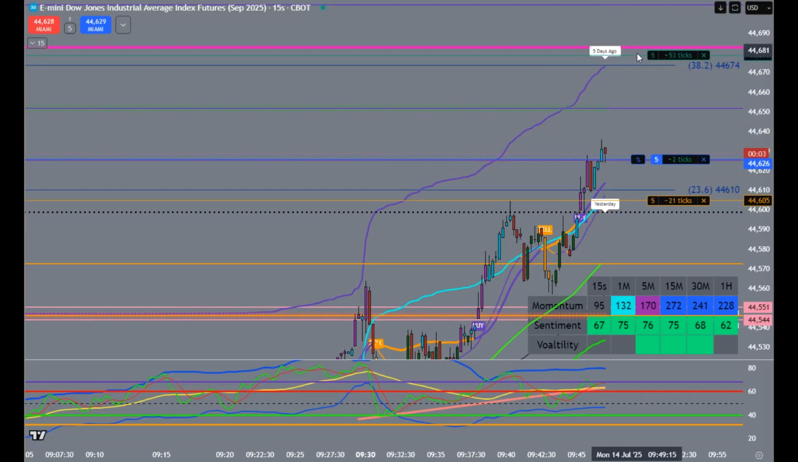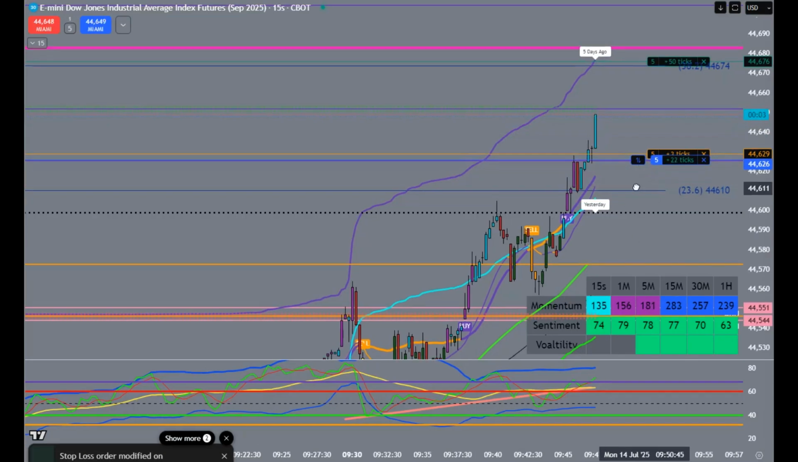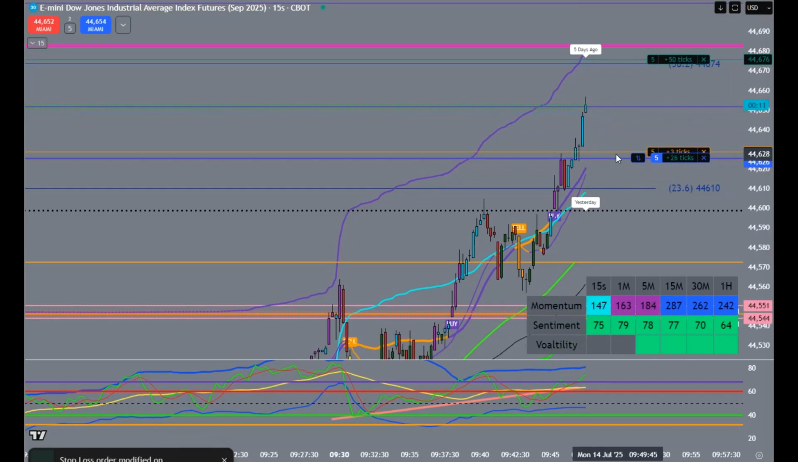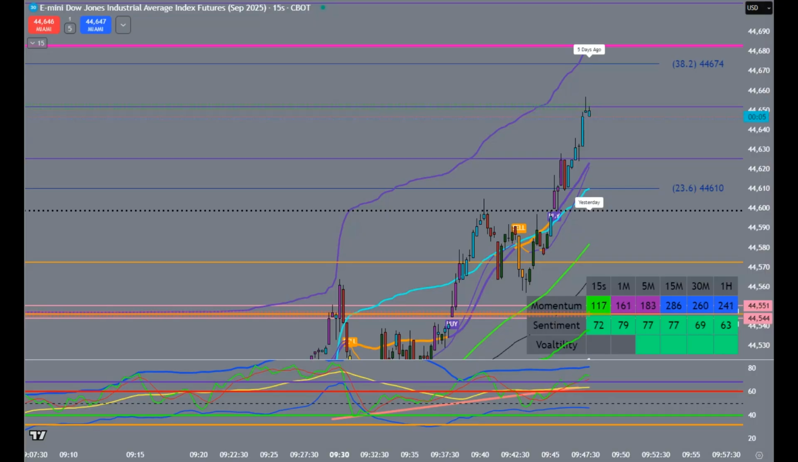Now, sometimes you trail a little too tight. This would have hit my take profit. I had a 53-point planned take profit. I trailed too tight. I hit this level, chickened out a little bit, and I ended up locking 25 points using my trailing stop strategy. Is that horrible? Absolutely not.